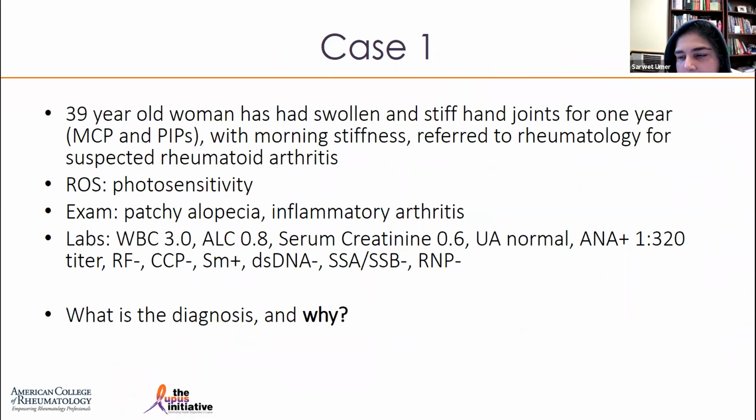ANA is positive at 1:320 titer. Rheumatoid factor is negative. CCP antibody is negative. Smith is positive. dsDNA is negative. SSA, SSB, and RNP are negative. So what's the diagnosis? Is it lupus, yes or no?